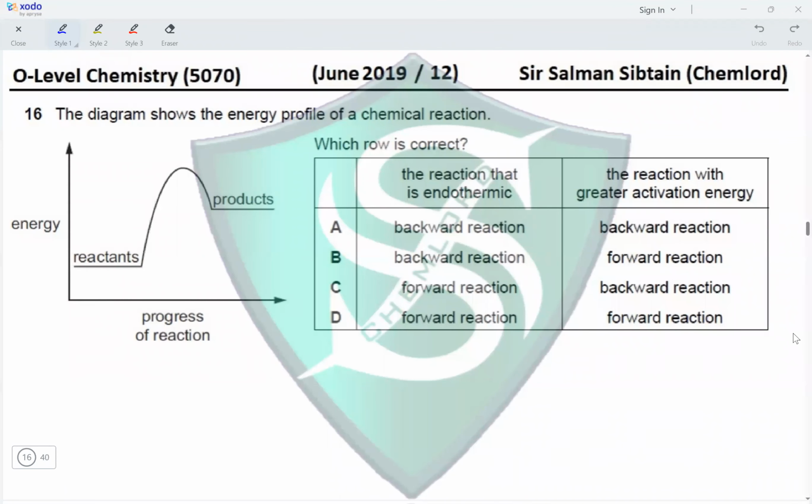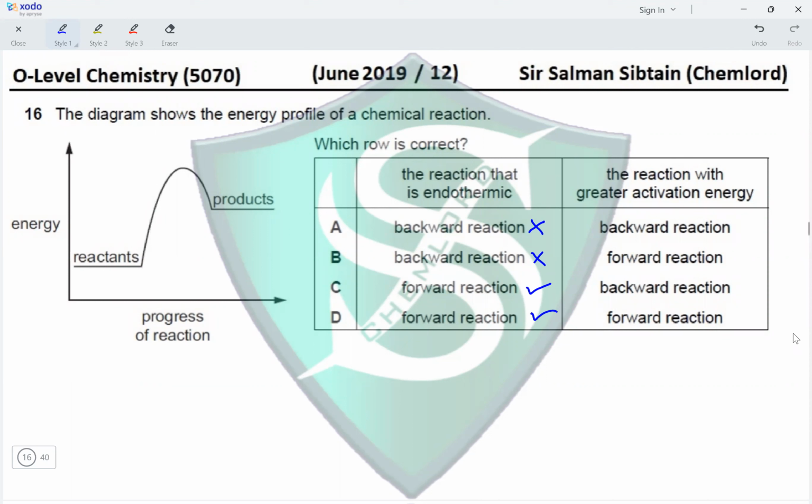Question 16. The diagram shows the energy profile of a chemical reaction. The diagram actually shows that this is an endothermic reaction. Which row is correct? The reaction that is endothermic is the forward reaction. So A and B say backward reaction, so A and B get eliminated.